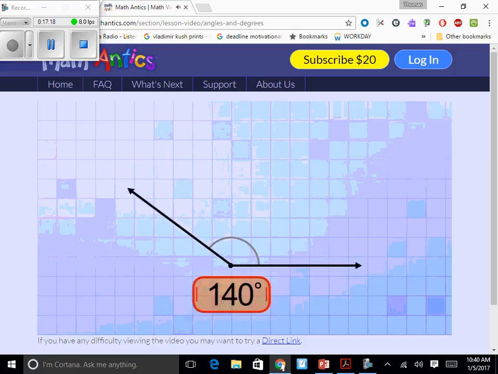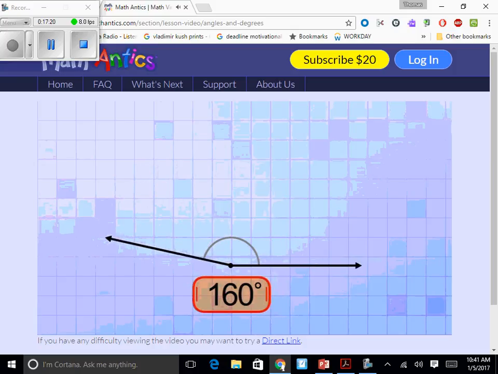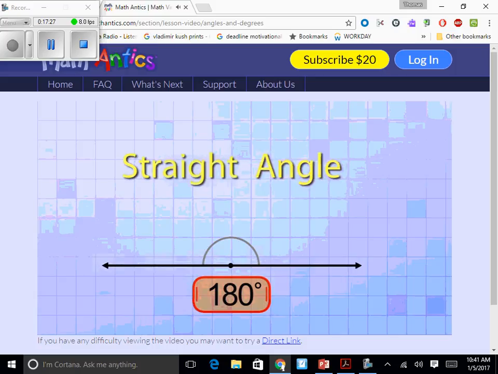Aha! Does this look familiar? Yep. It's a straight angle like we learned about in the last video. The rays point in exactly opposite directions, and the angle they form is 180 degrees. And that's also a really important angle measurement to memorize.